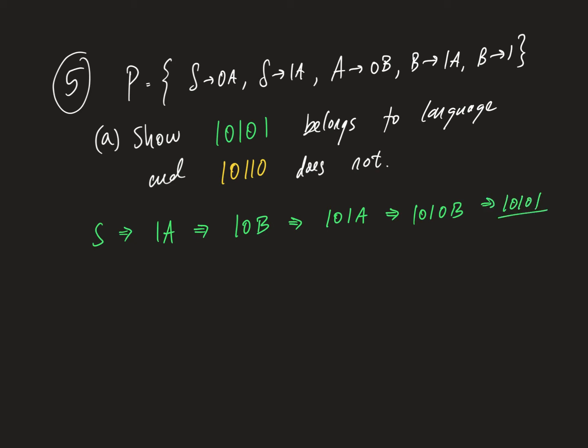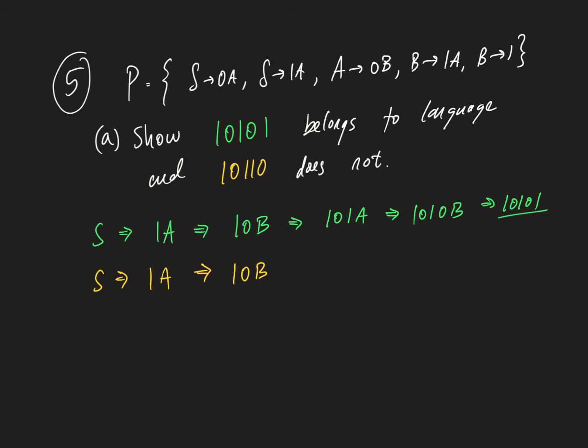Okay, so the problem with the other one is, if we start with S, we can do the first part, 10, but when we go to the next part, we have to go to 10B, right? Because A can only go to 0B. A only has one production. And in S, the starting point, we can only get to 1 by following this production. So we have to go here.